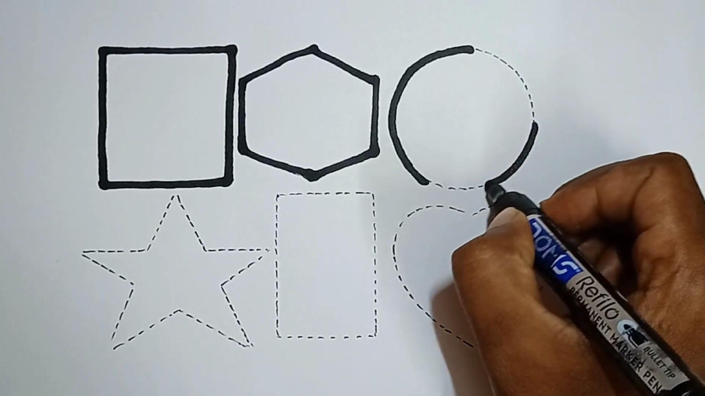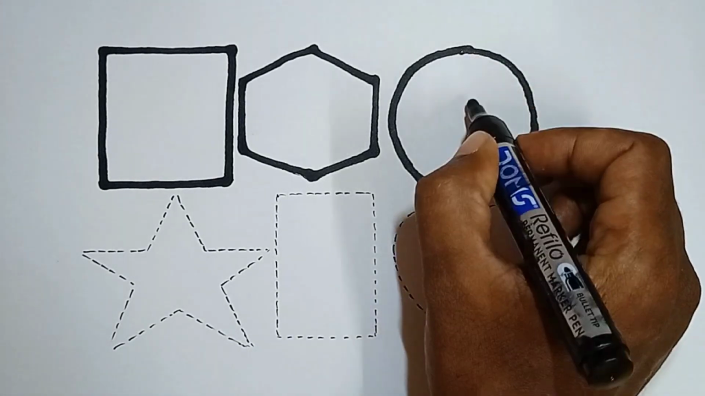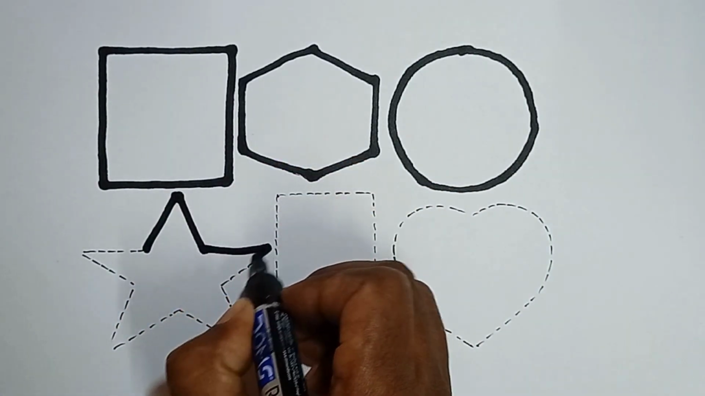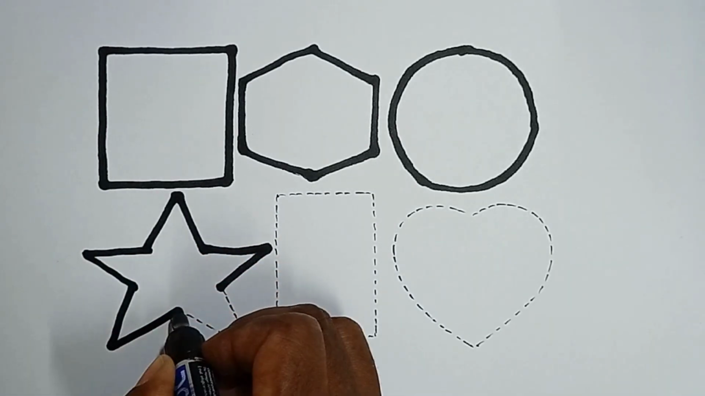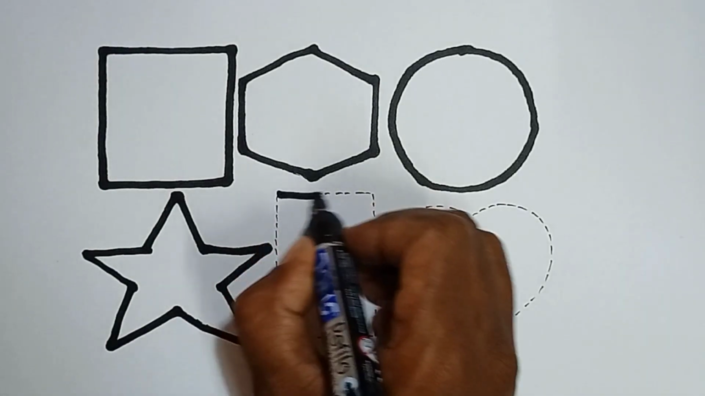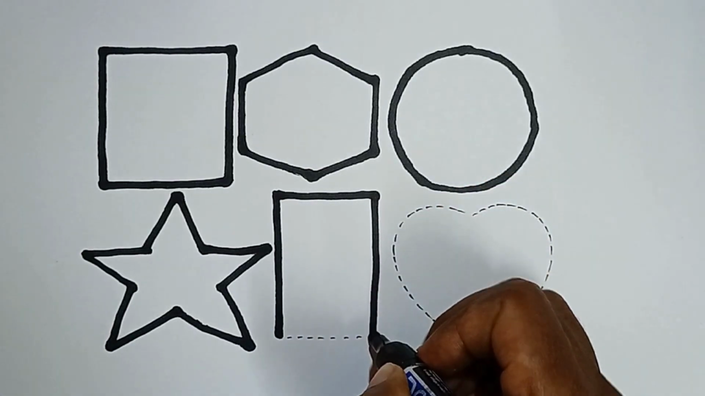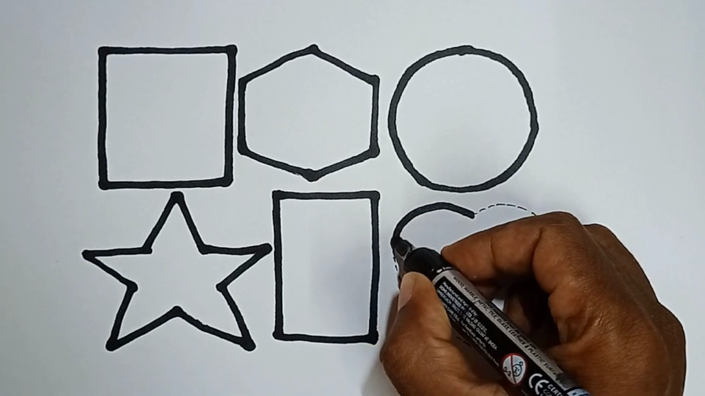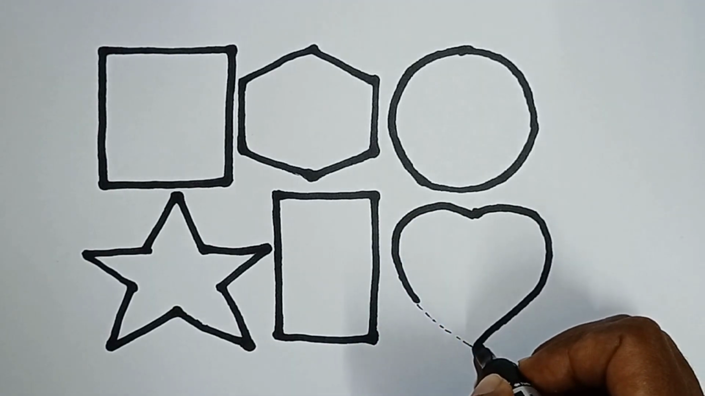Circle. This is circle. Hello kids, draw with me and say it with me. This is star. This is star. And this one? Rectangle. Wow, this one rectangle. Hello kids, what is this? This is 2D shapes heart.